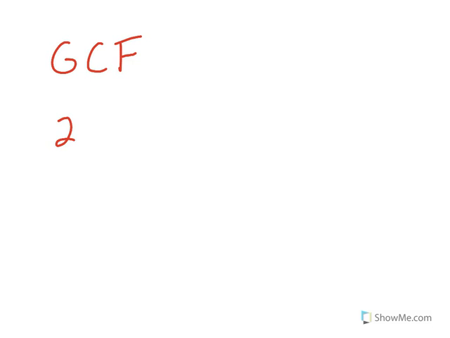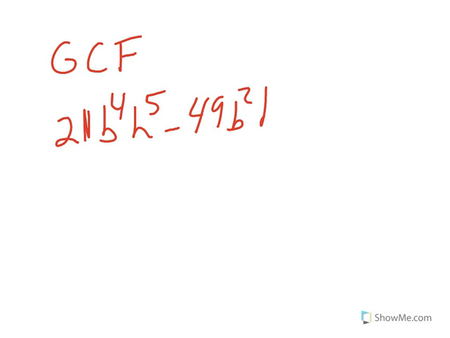Let's go with 21 b to the fourth h to the fifth minus 49 b squared h cubed plus 7 b to the seventh h to the second.